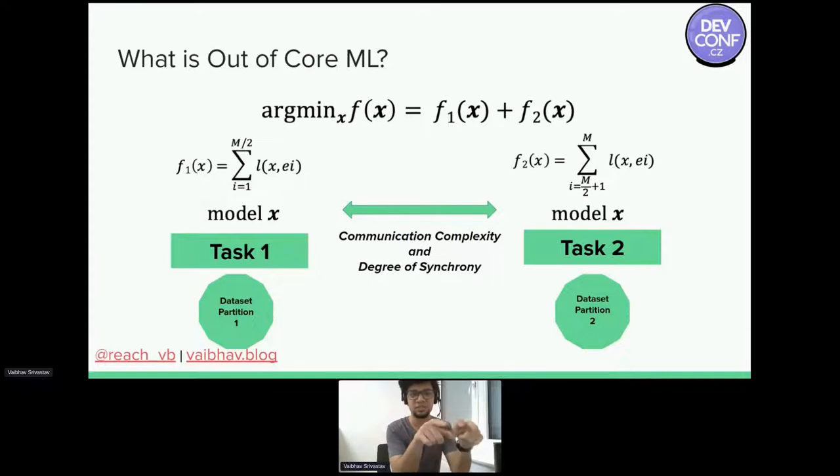The only thing that changes is the loss function. The loss function now only works on the first partition of data, whereas in the second case, it only works on the second partition of the data. And then the optimizer effectively just adds both the losses and then optimizes further, right?